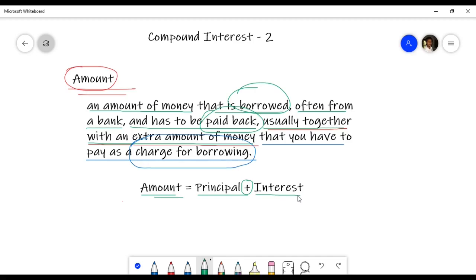So I hope this introduction of compound interest is understood. You can just go back, revise, and go through this introduction of compound interest.